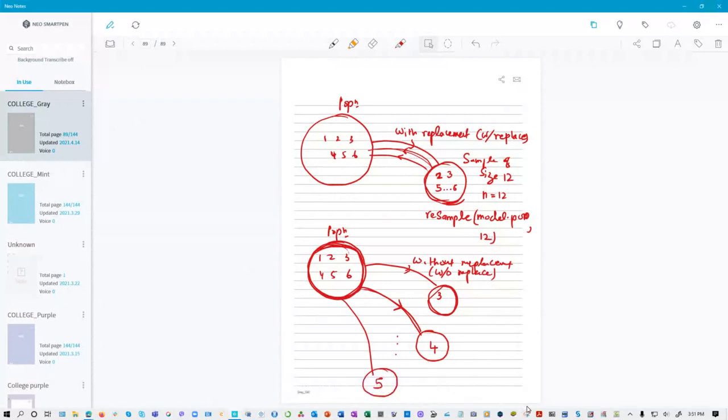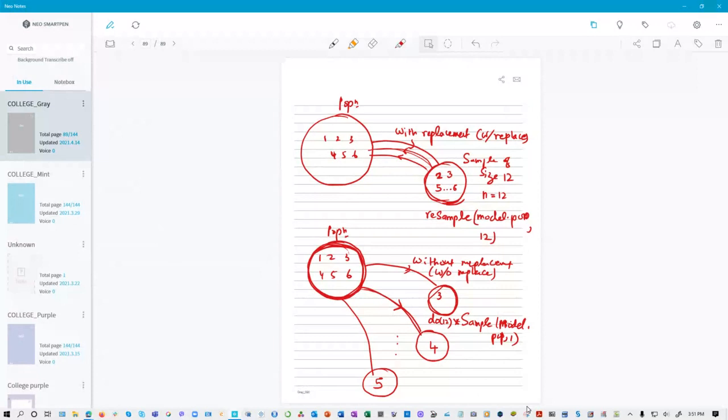You're not going to be short of numbers, because you are refreshing the process. You're not going to put it back. If that's the case, you're going to get a sample with the population, model.pop. You pick one, but you're going to do this how many times? Do 12 times. That's for with replacement, without replacement.